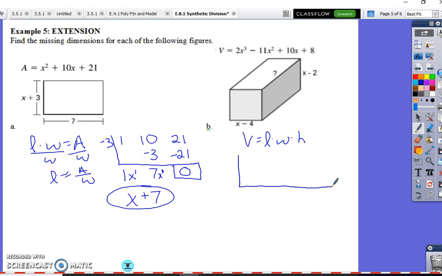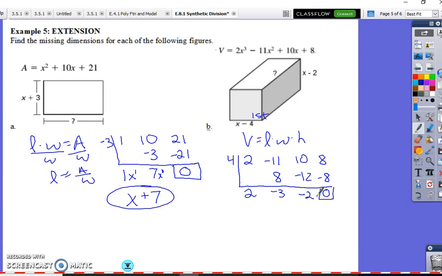I'm going to start with my L chart with my volume. So here's my volume here. I put in a 2, a -11, a 10, and an 8. I didn't skip any terms there, so we're good with that one. And I'm going to just pick one to divide by. So I'm going to choose this one to go first. I'm going to put a 4 out front. Do your division. 2, times the 4 is 8. Add those together is -3. Multiply those as -12. Add those together is -2. Multiply those as -8, and we get a 0. Again, this is a good thing because that means that we've done this correctly.